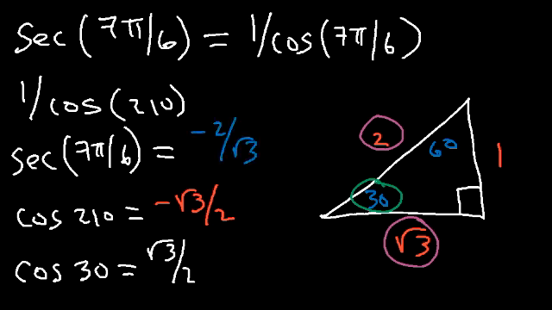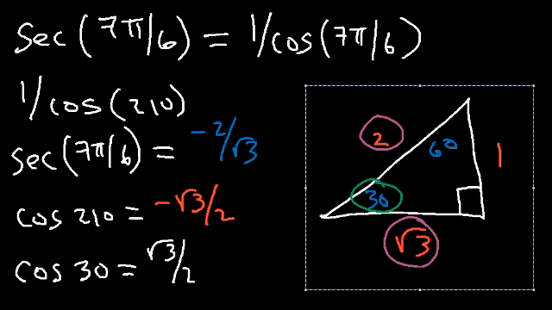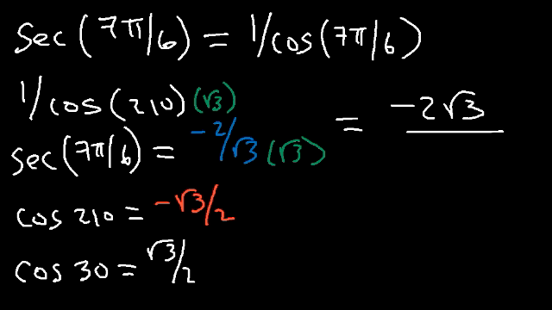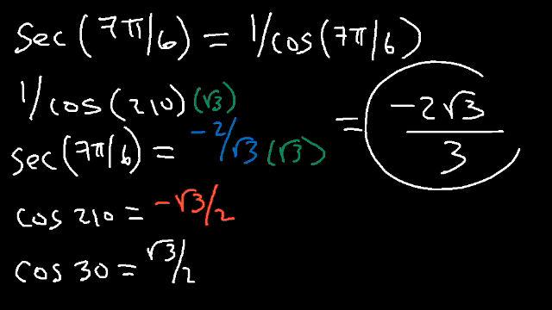So since we have a radical on the bottom, we need to rationalize the fraction. So let's multiply the top and the bottom by root 3. So on top it's going to be negative 2 root 3. On the bottom, root 3 times root 3 is the square root of 9, and the square root of 9 is 3. So this is the answer. Secant 7 pi over 6, or secant 210, is negative 2 root 3 over 3.